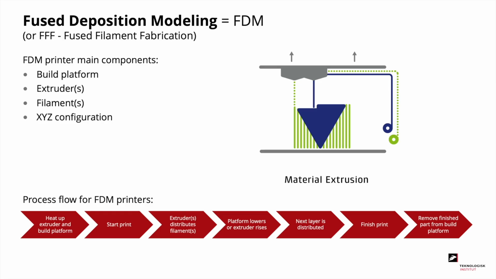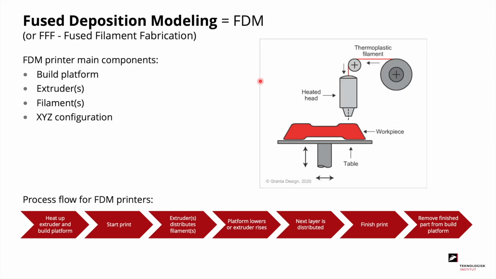Fused Deposition Modeling, FDM, also known as FFF, Fused Filament Fabrication, it depends on who you ask, is built up by 4 components. We have the build platform, where the part is built on. Then we have the extruder that moves around and deposits the material. Then we have the filament that is coming out of the nozzle or the extruder. And then we have this XYZ configuration that in some way moves the extruder around the build platform.